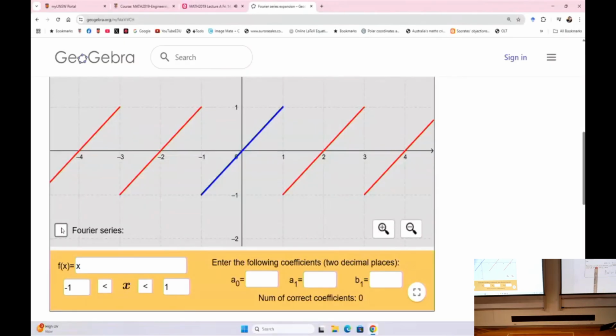Extend f as an odd, let's say an odd function, f sub o, with period 2, and sketch the graph on this interval. Okay? Extend f as an even function, f sub e, with period 2. Okay? So we just need to work out what's going on there, and I'll do the even one first. Okay, just give me a sec.